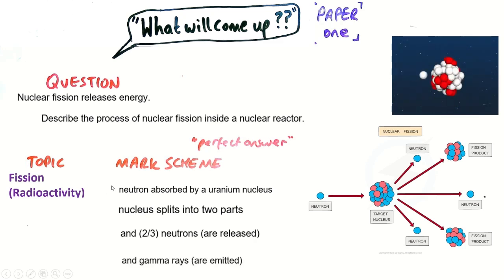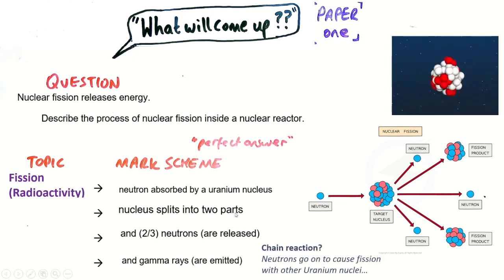It doesn't talk about chain reaction in this question, so you don't need to talk about it, but if you were asked to talk about it, you'd make sure you say those neutrons go on to cause further fission with other uranium nuclei, and the reaction continues several times.